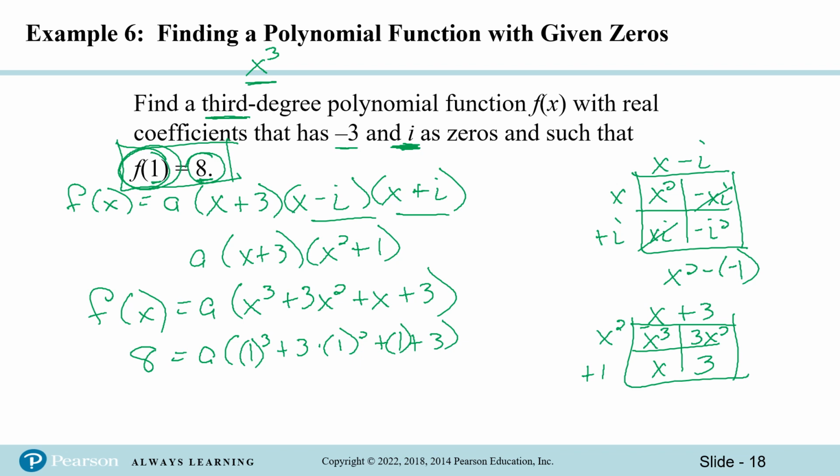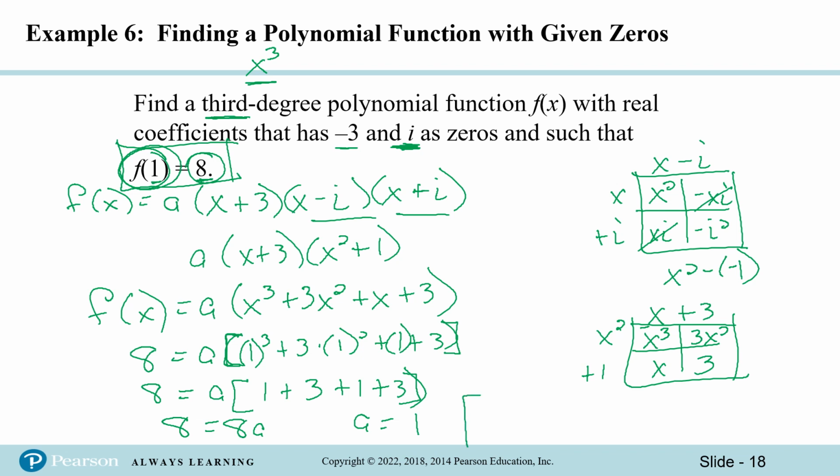All right, so 8 equals a, I'm going to put these in braces just so that they're more distinct. 1 plus 3 plus 1 plus 3. What do we get? 6, 8. 8 is equal to 8a, which tells me a is equal to 1.